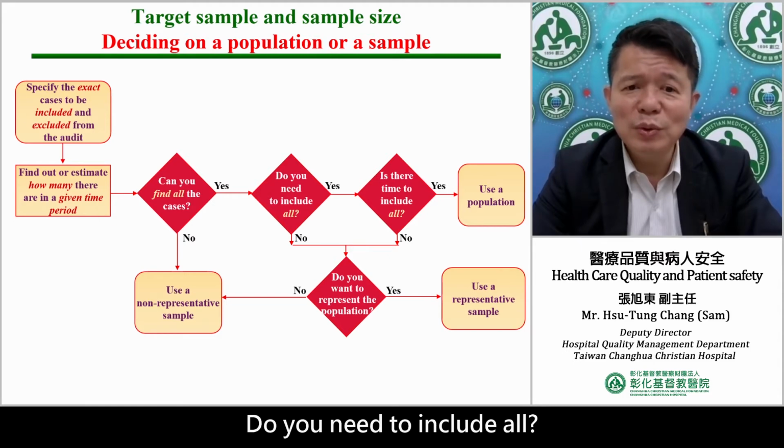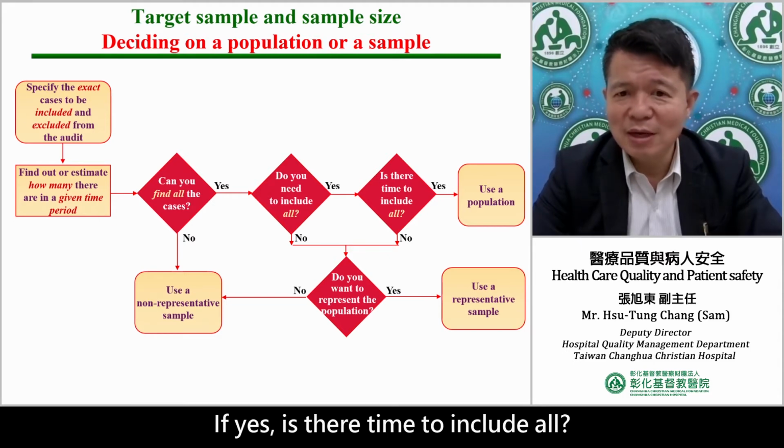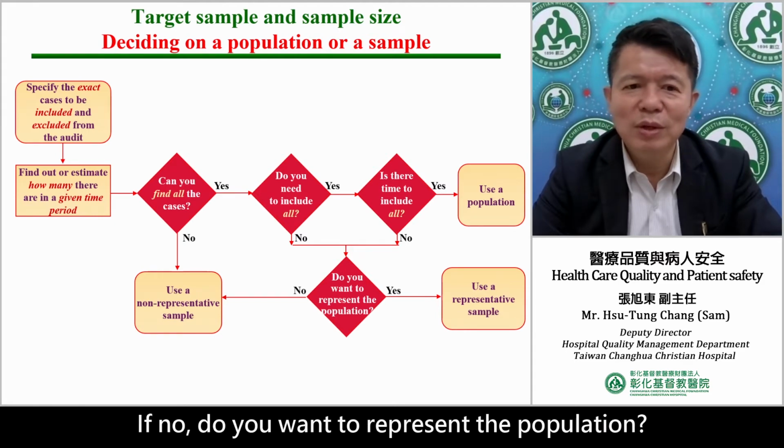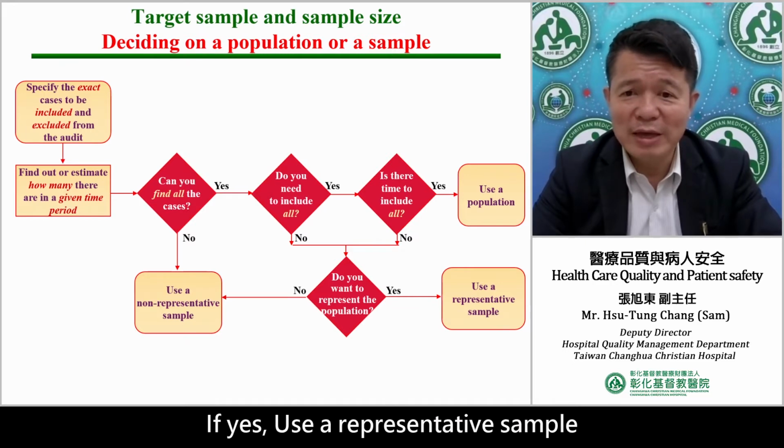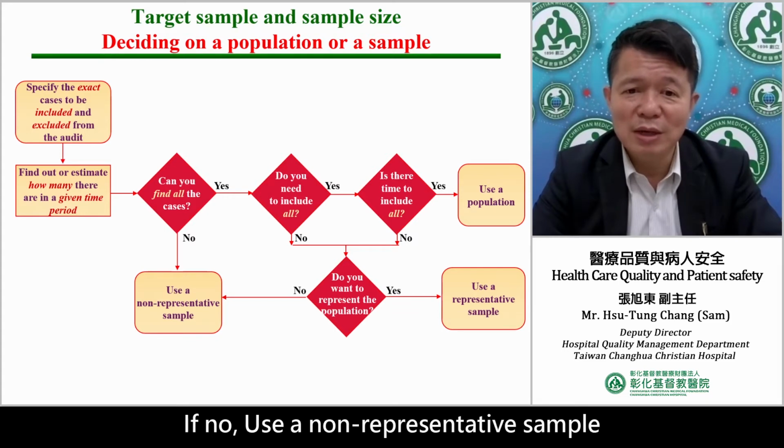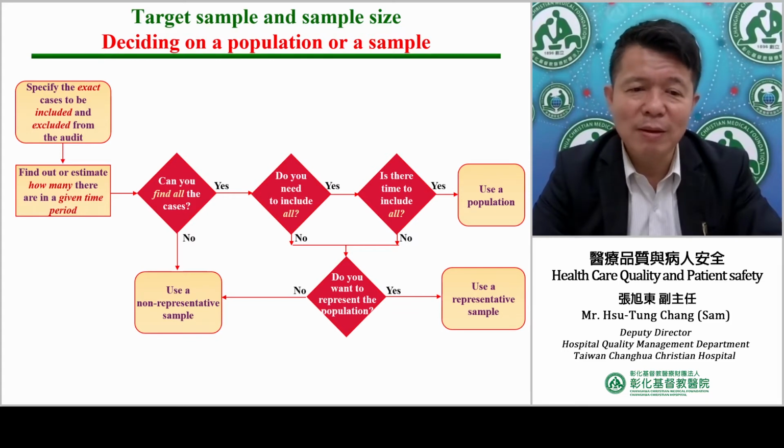Do you need to include all? If yes, is there time to include all? If no, do you want to represent the population? If yes, use a representative sample. If no, use a non-representative sample.